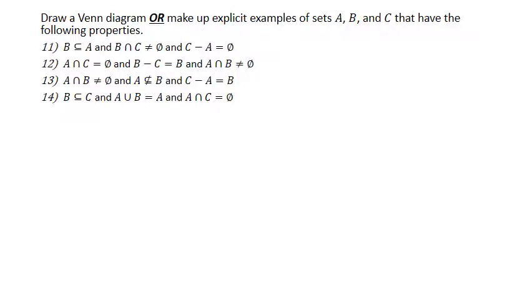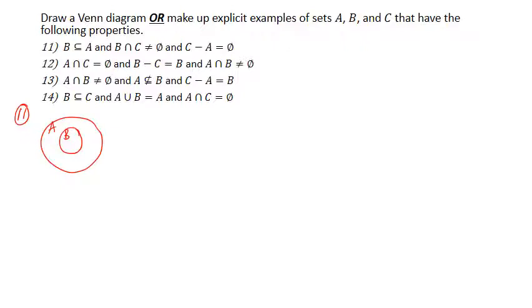For 11 through 14, you have to either draw a Venn diagram or make up explicit examples of sets A, B, and C that have the following properties. Let us do number 11. I'll do both types, just to show you what they would look like. For the Venn diagram, I need B to be inside of A. So here's B, and it's inside of A because it's a subset of A. Then I also need B and C's intersection to not be empty, so B does need to intersect with C, at least somewhat.